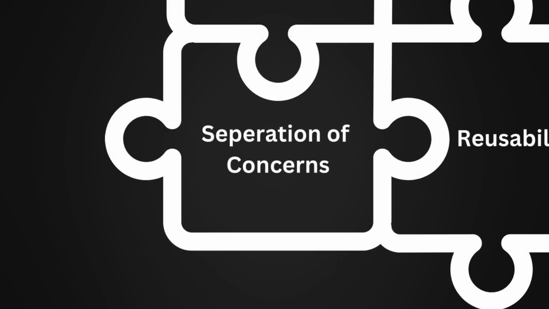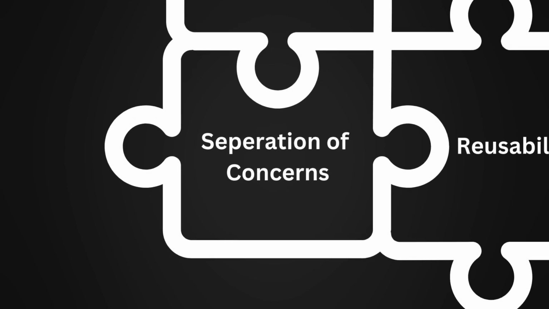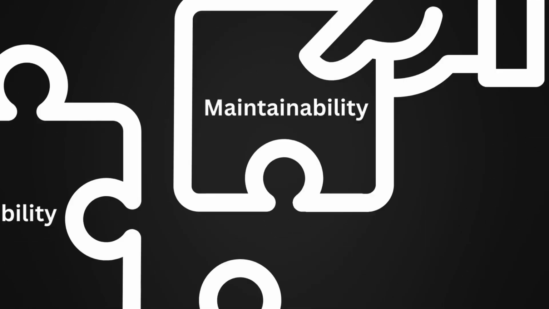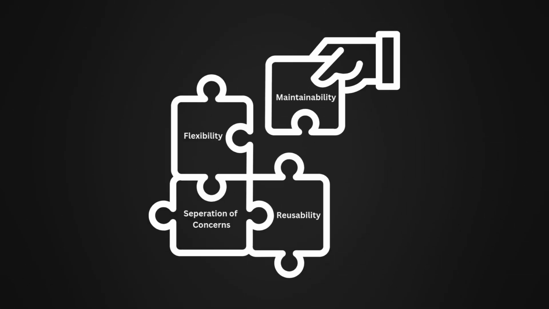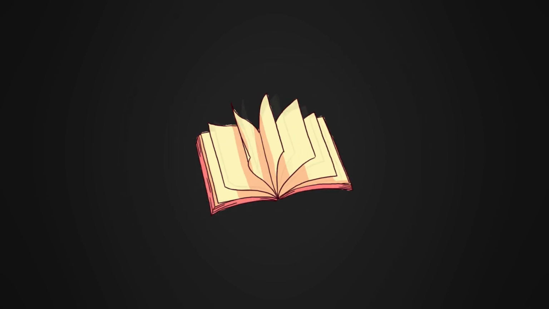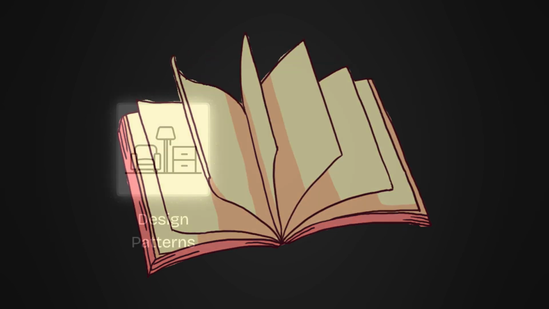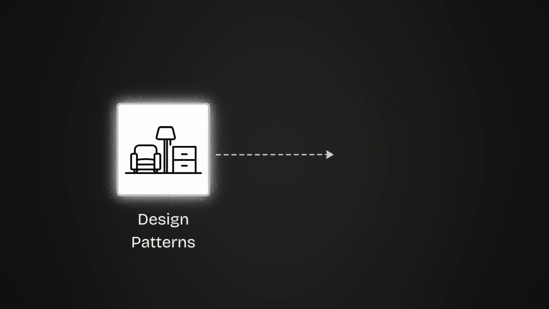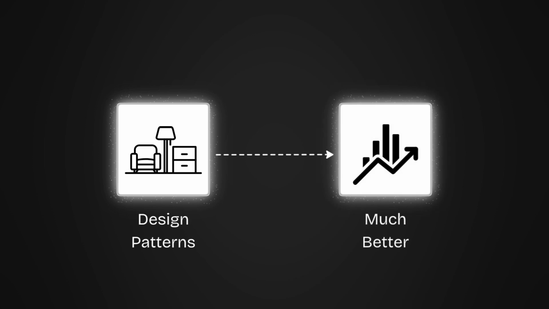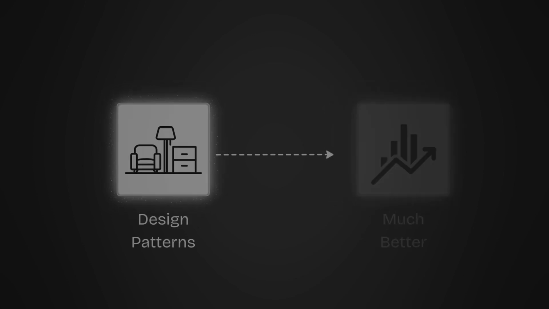They capture timeless principles like separation of concerns, flexibility, reusability, and maintainability, which are the backbone of clean and efficient code. They offer a shared vocabulary that helps developers communicate complex ideas clearly and consistently across teams and projects. That's why applying design patterns in your project will make it much better.